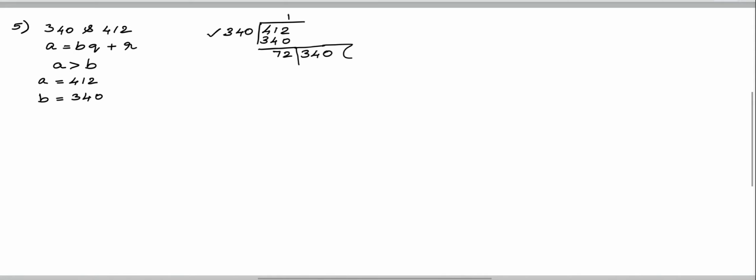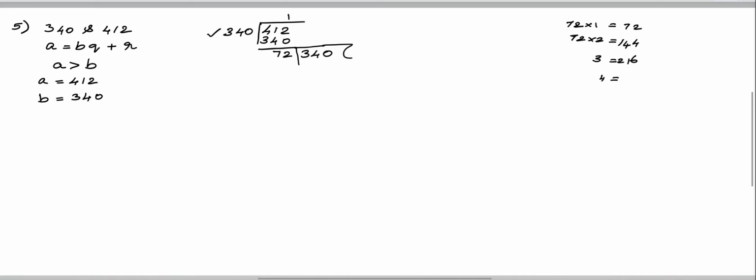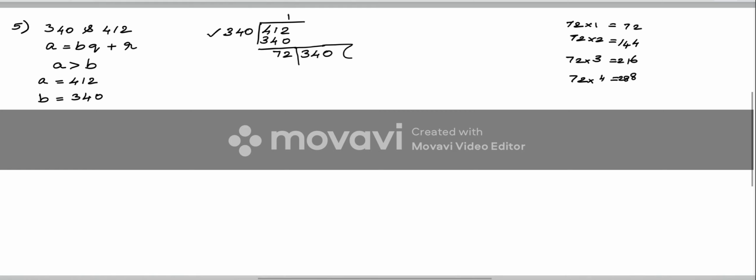Okay, so you have like this 72. How many times you are getting 72? You can have like this, ma. 72 into 1, 72 into 2. Like that you can work out. When you multiply by 4, 4 2s are 8, 7 4s are 28. Okay, so now in 340, how many times does it go? It is 4 times. That is 72 into 4, you are getting 288. You subtract it, are you getting 52?